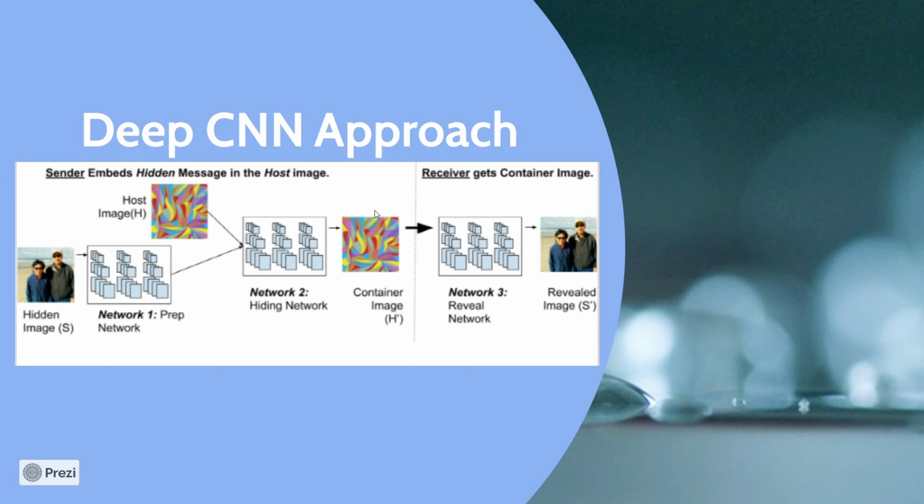Now after hiding, we have to decode the image. That is the part of the decoder, network 3, which is known as the reveal network. This reveal network uses a number of convolutional layers to extract the features of the hidden image from the container image, and then it reconstructs this hidden image, which is then known as the revealed image.